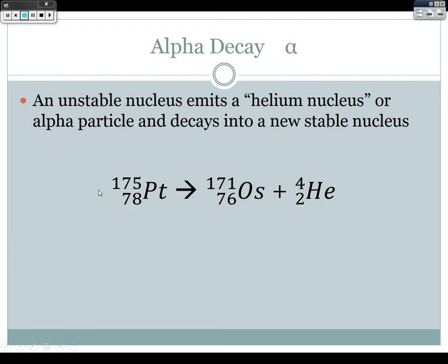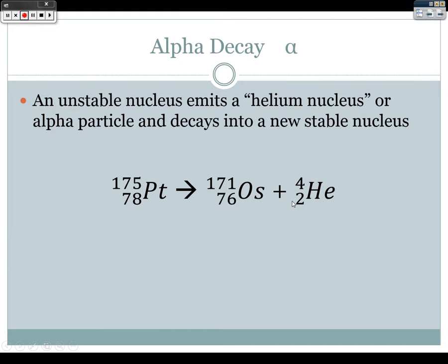So the total number on top, our number of protons and neutrons, that mass number has to be the same. We have 175 nuclear particles on the left. We need to have 175 nuclear particles on the right. 171 plus 4 is 175. If we have 78 protons on the left, we need to have 78 protons on the right.